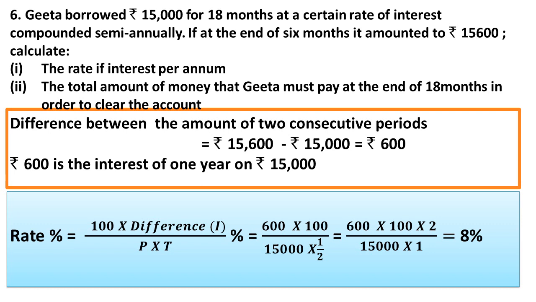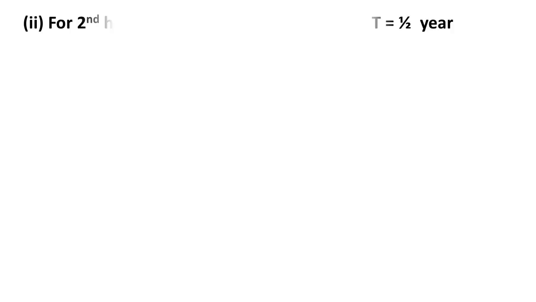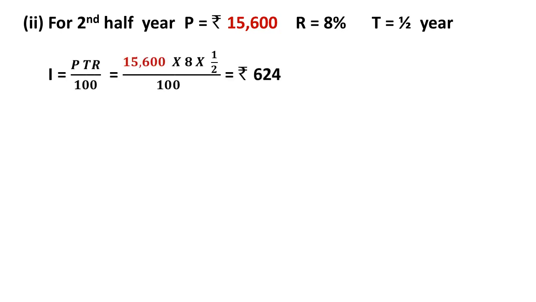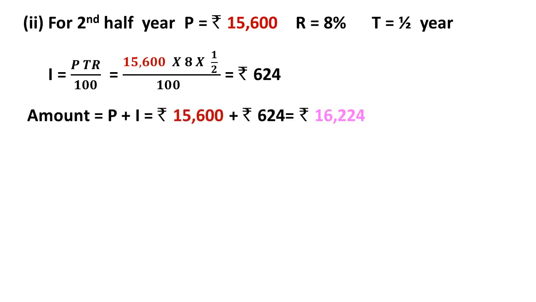The second sub-question says the total amount of money that Geeta must pay at the end of 18 months. So at the end of the first half year, the amount is rupees 15,600. Now for the second half year, consider this amount as the principal. So the amount at the end of the first half year is the principal for the second half year. The rate of interest is calculated, and it is said that it is compounded half yearly. So calculate the interest to be paid for the second half year and the amount payable at the end of the second half year.